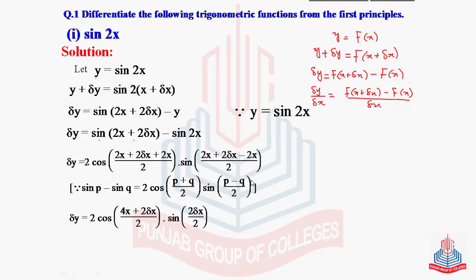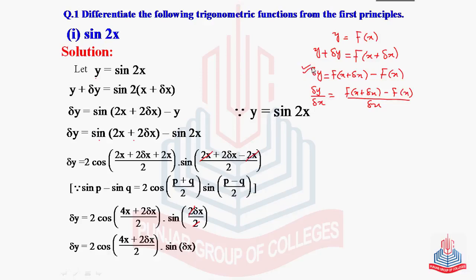So by simplification, delta y is equal to 2 cos. This 2x plus 2x will become 4x, and this 2 delta x divided by 2, into sine. This 2x will be cancelled out and we have 2 delta x divided by 2. Now the next step will be 2 cos of 4x plus 2 delta x divided by 2 into sine. This 2 will be cancelled out, we have delta x. So we have just completed this simplification step.